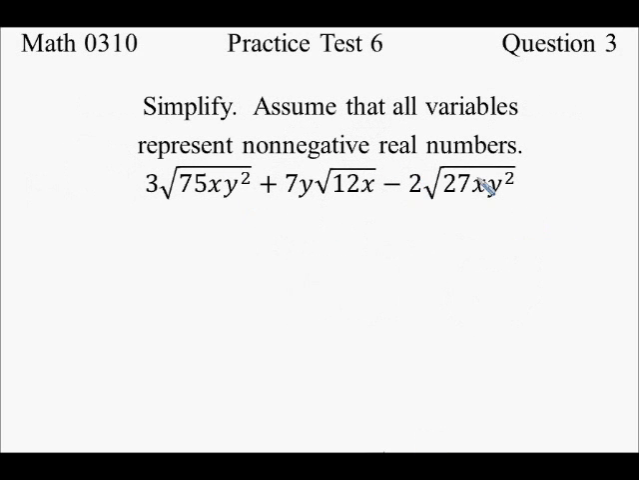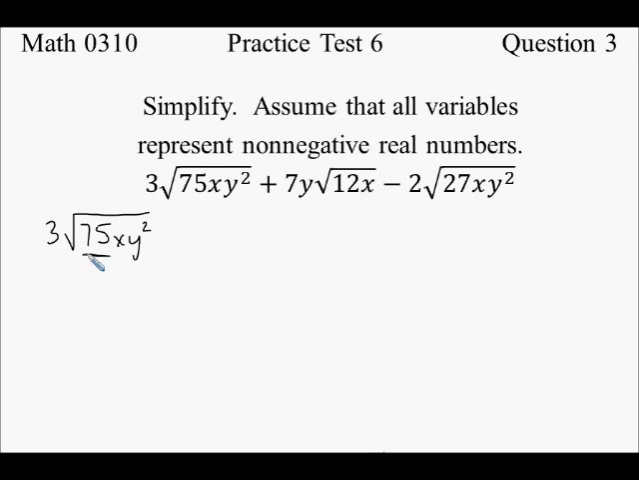Question 3, we want to simplify this expression. We assume all the variables are non-negative real numbers. Okay, so we look at this first term here. We have a 3 on the outside, so this is 3 times the square root of 75xy squared. So we want to look at anything that might be a perfect square that we could separate out and simplify easily. So let's look at the first term, 3 square root of 75xy squared. Let's look at each individual part and see if we know a perfect square that goes into any of these parts here.